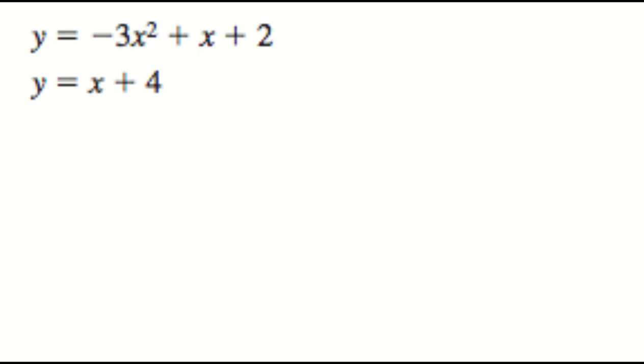When I plug those values back into my equation, I get negative b plus or minus the square root of b squared minus 4ac all over 2a, and then I'm just going to plug in the values that I know. So I have negative 0 plus or minus the square root of 0 squared minus 4 times negative 3 times negative 2 all over 2 times negative 3. Okay, and then from here, we're just going to solve using algebra.